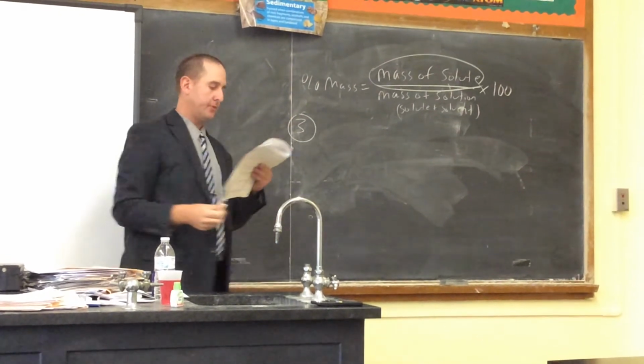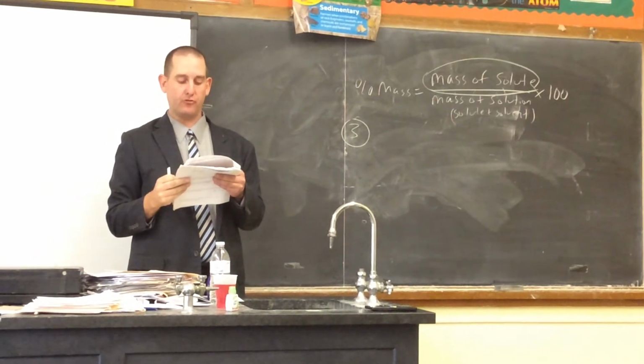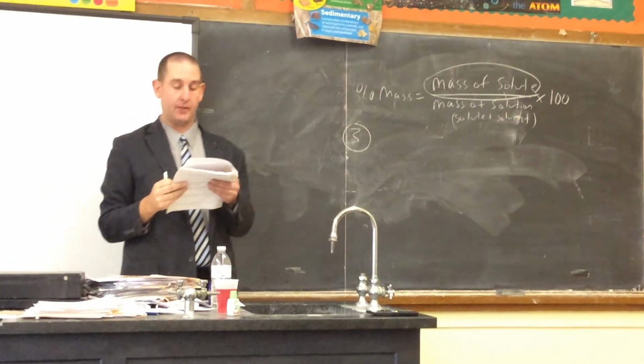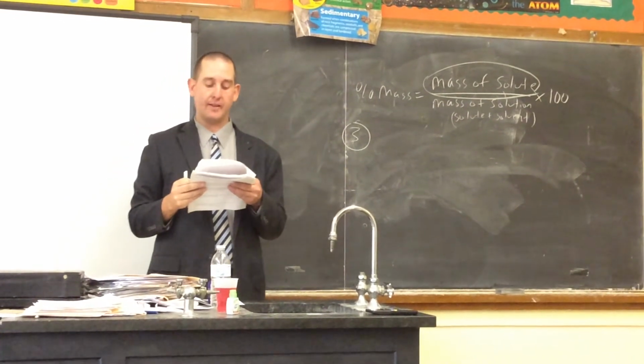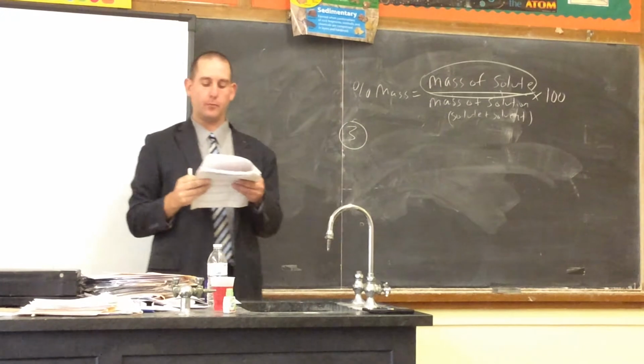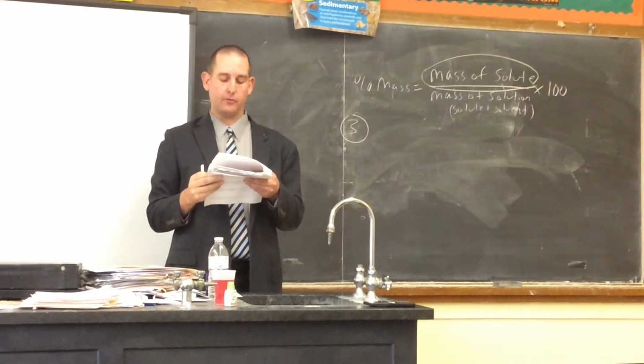So number 3 says you have 1,500 grams of a bleach solution. So that is the whole entire solution. It says solution. You have 1,500 grams of a bleach solution. The percent by mass of the solute, sodium hypochlorite, NaOCl, is 3.62%. So they give you the percent. How many grams of NaOCl are in the solution?